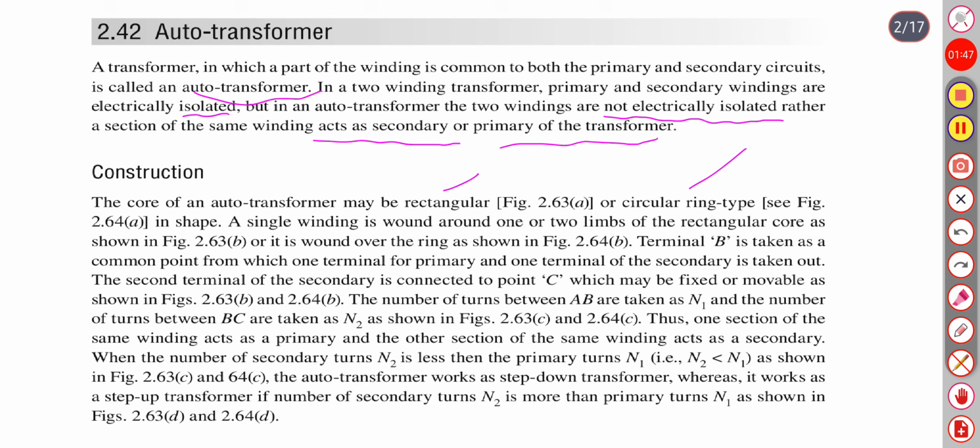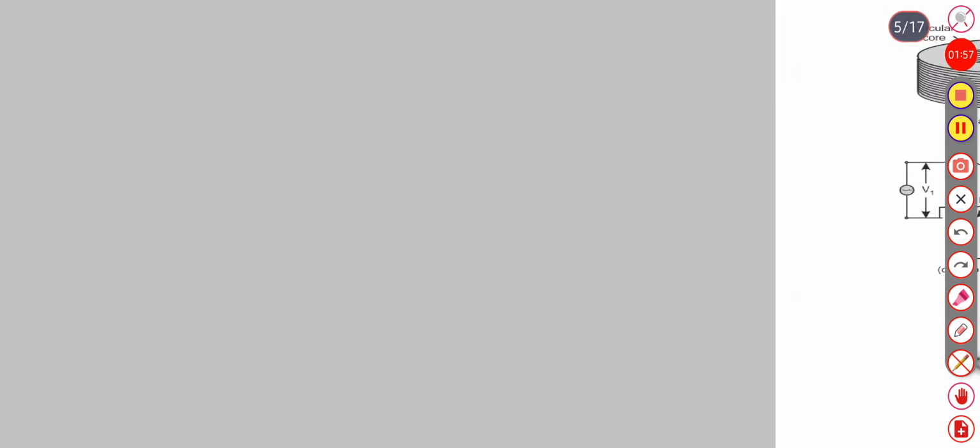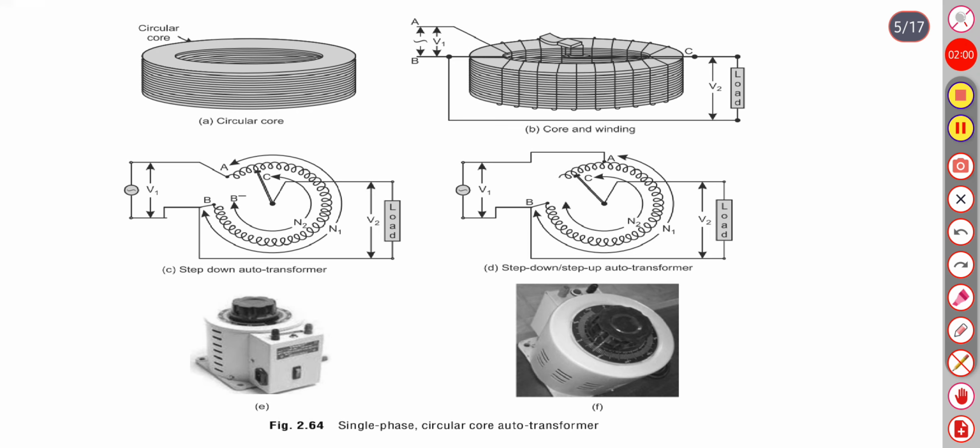Terminal B is taken as the common point from which one terminal of primary and one terminal of secondary is taken out. Here, in this, B point is common for primary as well as secondary winding. Here the primary winding is excited with voltage V1 and load is connected across the secondary winding V2.